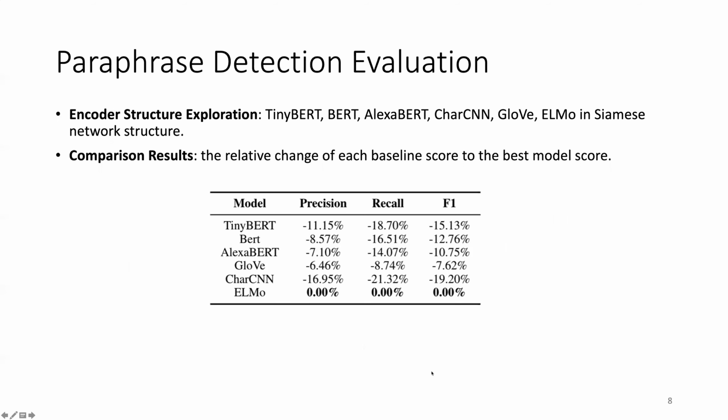For the paraphrase detection evaluation, in the first step, we evaluate different encoder structures, such as TinyBERT, BERT, and so on. And we show the comparison results here. So this is for the encoder structure to build up the Siamese network. And in the end, we find that the IMO structure surprisingly performs the best.